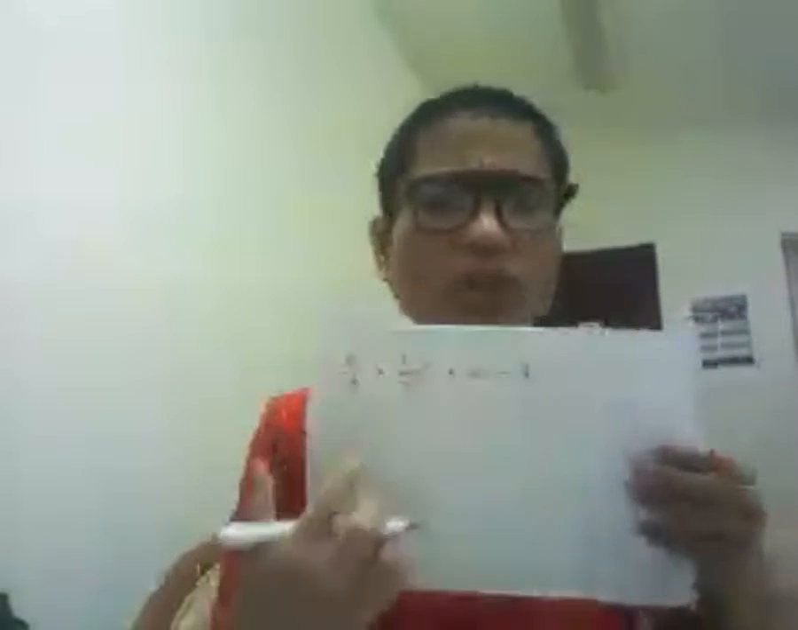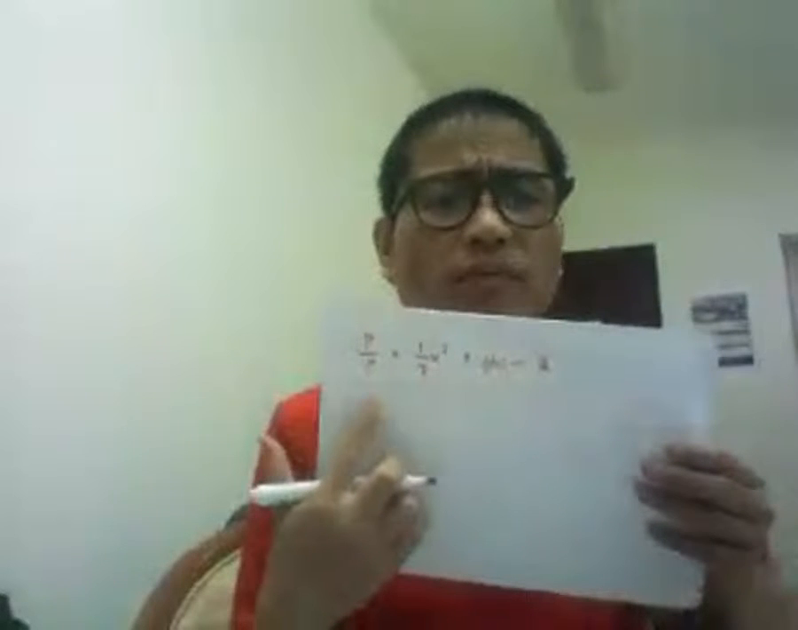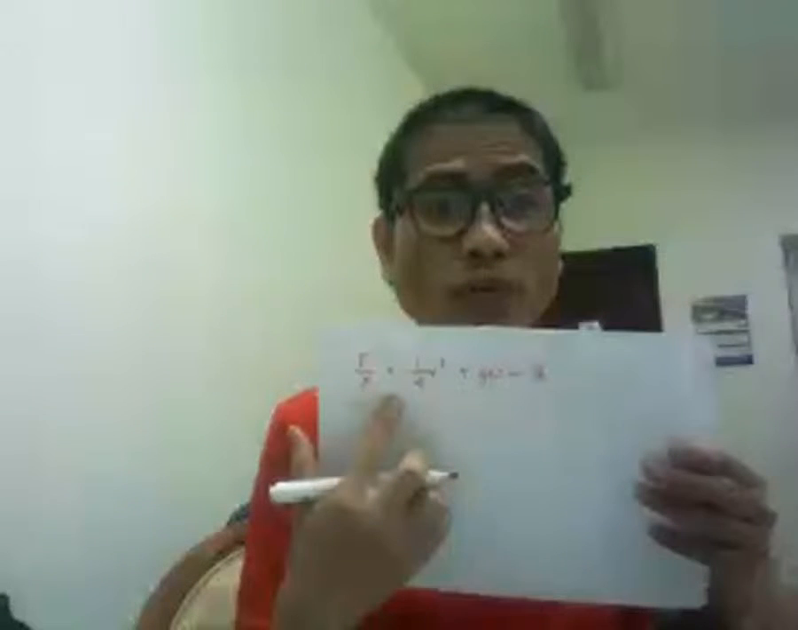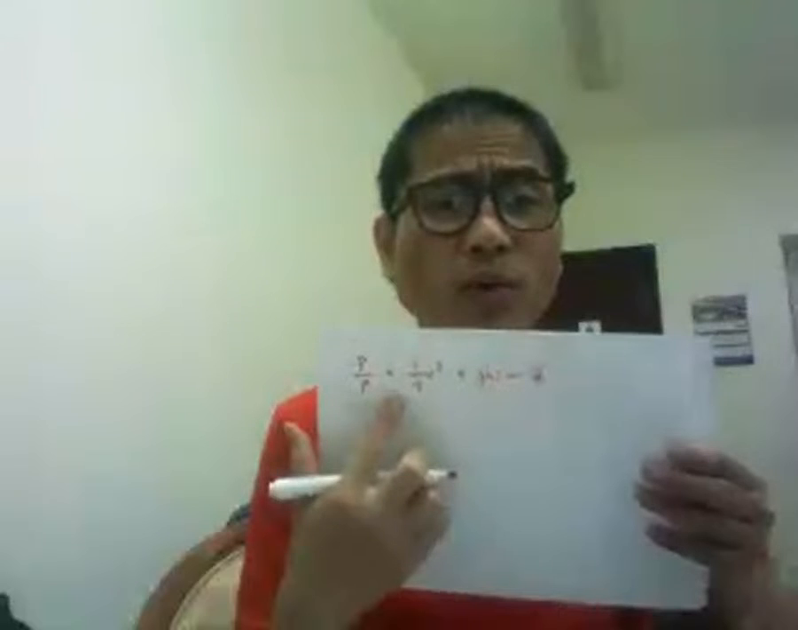Our energy form will be pressure over density plus 1/2 v squared plus gh. And this is our equation number 3. This is our energy equation, the energy form of the Bernoulli theorem, the Bernoulli equation.